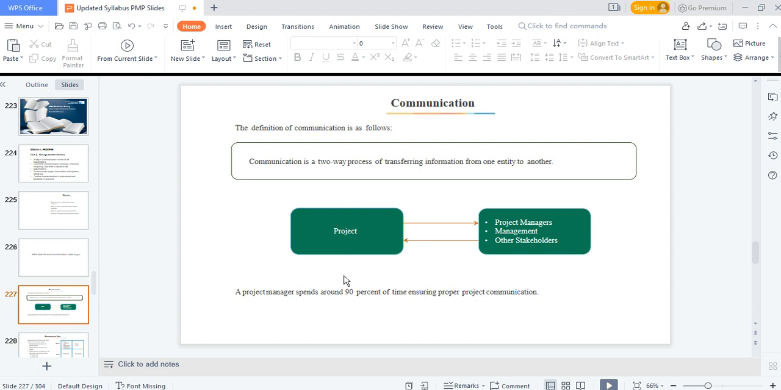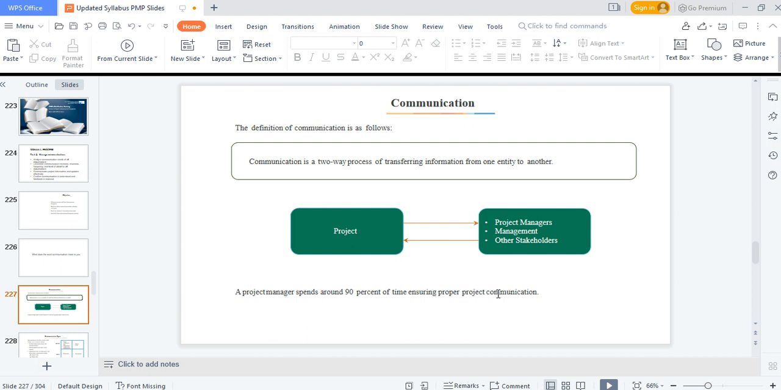The project manager spends 90% of time ensuring proper project communication. For instance, I've had issues where the client says, "Okay, I'm going to report this. I'm going to set it up as a criminal issue. You guys collected funds from us and you did not deliver the project," and whatever. At times, most of these issues are just because of poor communication.